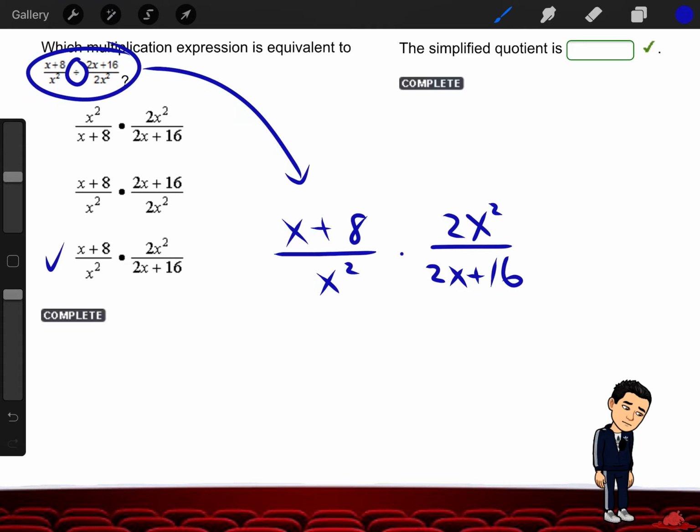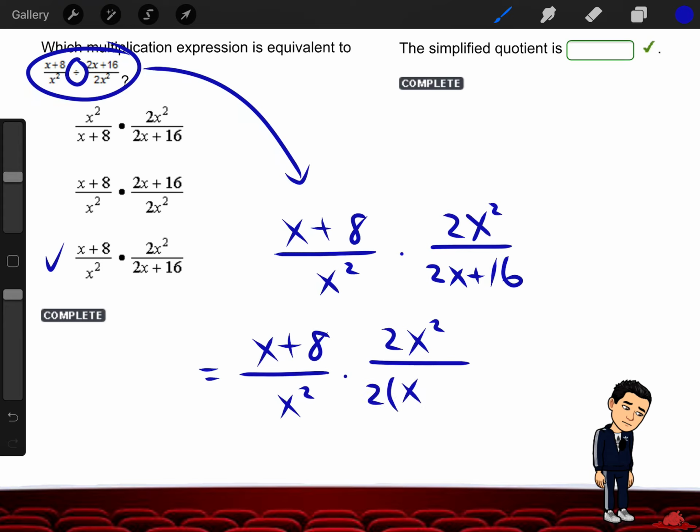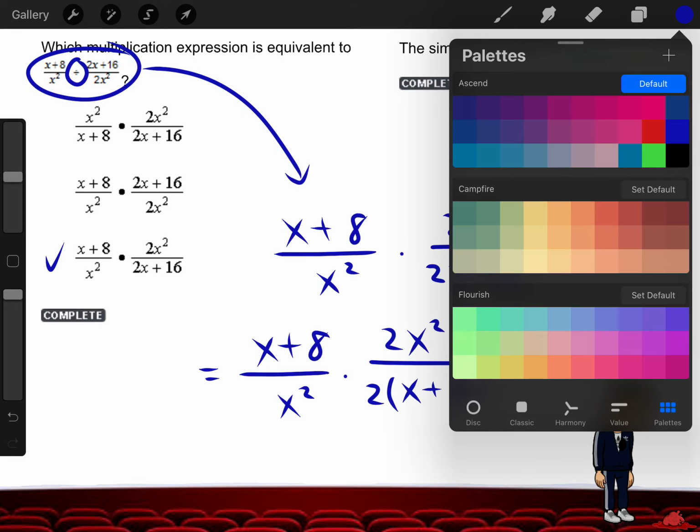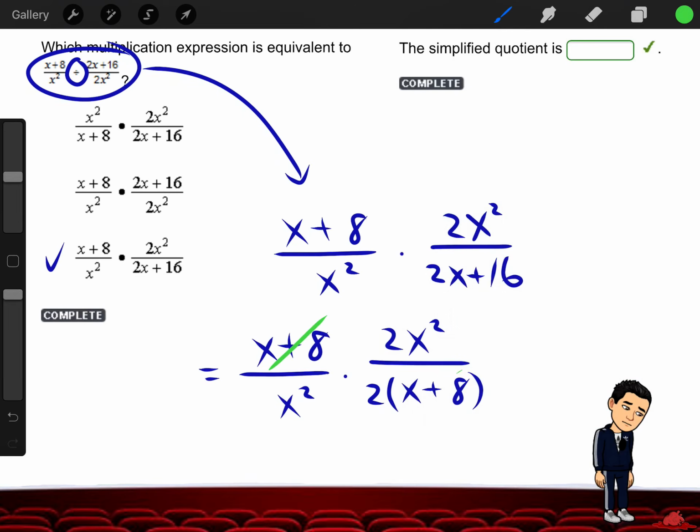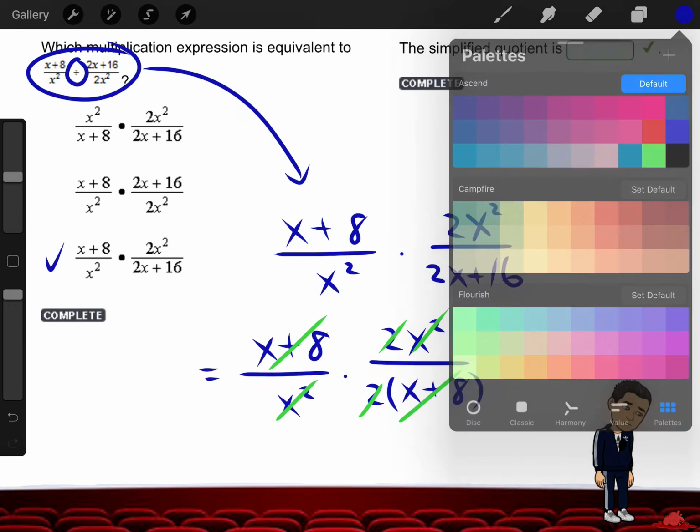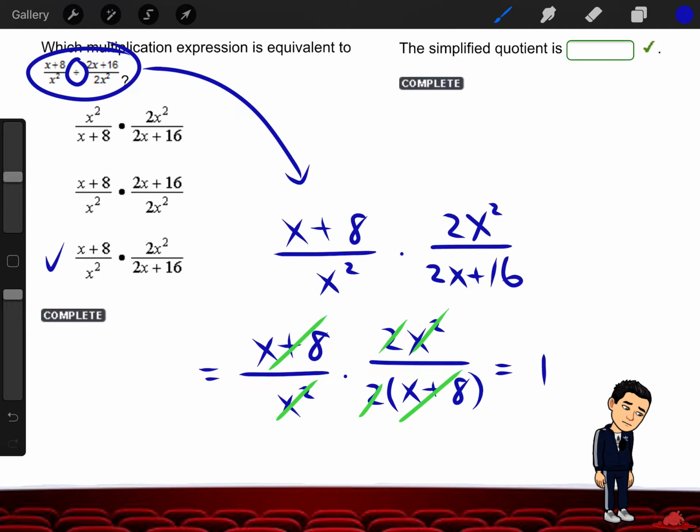So we're going to go ahead and simplify this. So that's going to be x plus 8 over x squared multiplied by 2x squared over, factor out the 2, so it becomes 2 times x plus 8. Now let's cancel out a lot of stuff here. Cancel out the x plus 8, cancel out the x squared, cancel out the 2 and 2. So you end up getting 1 over 1, which equals 1.